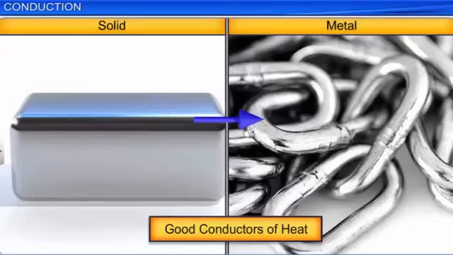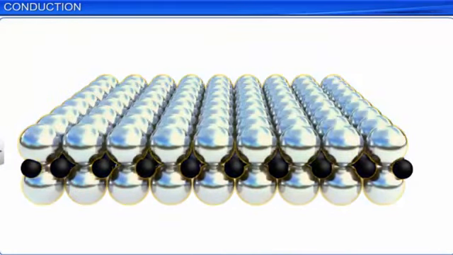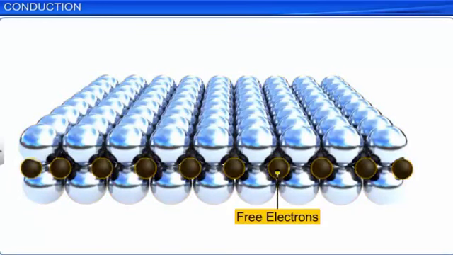In solids, metals are very good conductors of heat. This is due to two reasons. One is that the molecules are very closely packed and thus help transfer vibrational energy quickly. The second reason is that metals contain a large number of free electrons, which also contribute to the quick transfer of heat energy.